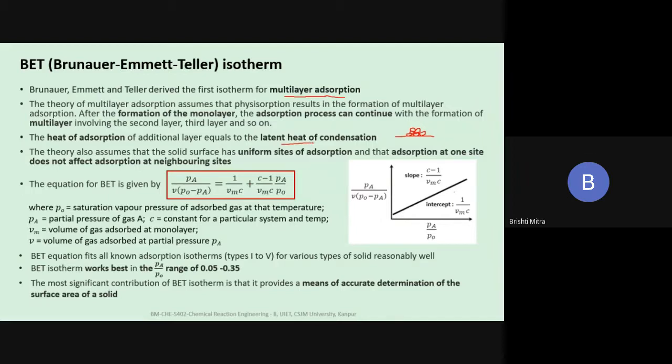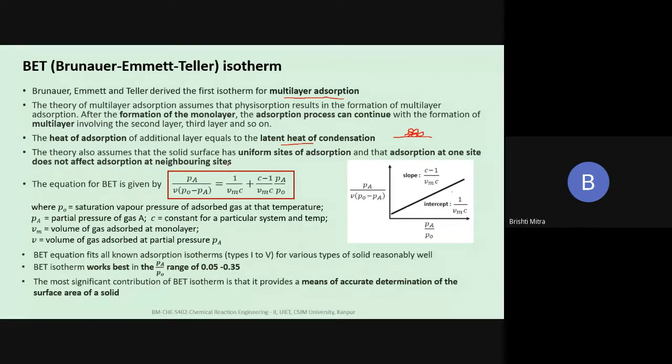Because I had told you that physisorption is like the process of condensation, just like water vapor condenses on a cold surface. Similarly, these kinds of gases will start condensing layer by layer on the surface. The theory also assumes that the solid surface has uniform sites of adsorption and that adsorption at one site does not affect the adsorption at neighboring sites. This is similar to what we had seen in the case of the Langmuir isotherm, that the sites are uniform and the adsorption at one site does not influence the other one.